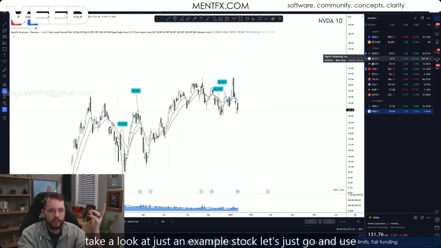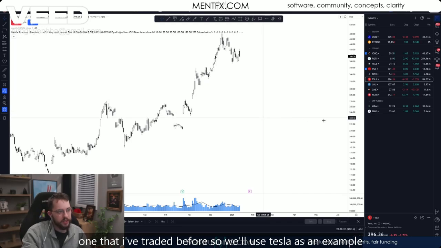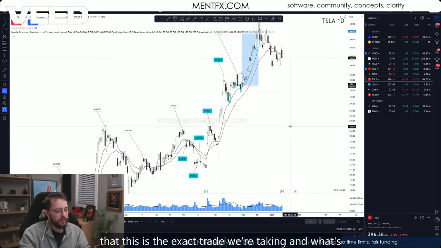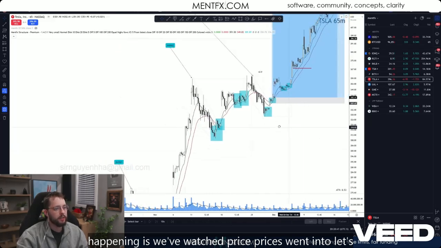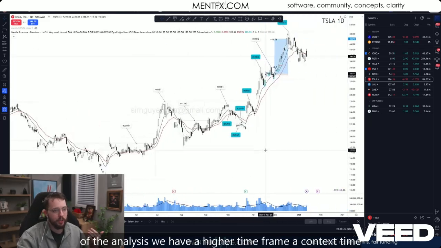Let's take a look at just an example of a stock. Let's just use one that I've traded before. So we'll use Tesla as an example. Let's assume this trade right here. Let's literally assume that this is the exact trade we're taking. And let's actually go through it step by step so you also get the example of the analysis.